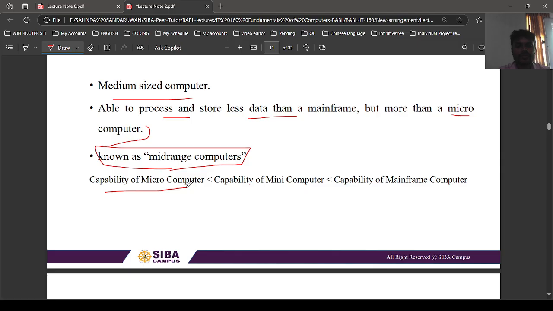The capability of a microcomputer is less than the capability of minicomputers. Minicomputers' capability is less than the mainframe computers. Ascending order, and here we have the scientific computer as well.